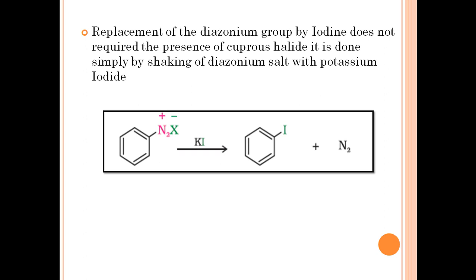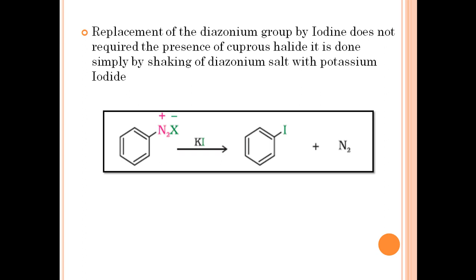Suppose we want to prepare iodobenzene, so we are not required the presence of cuprous halide. We prepare iodobenzene simply by using potassium iodide. We shake the diazonium salt with KI and we get iodobenzene. So replacement of the diazonium group by iodine does not require the presence of cuprous halide. It is done simply by shaking the diazonium salt with potassium iodide.